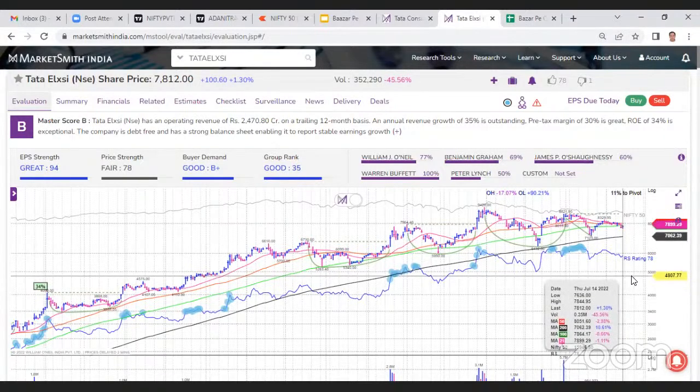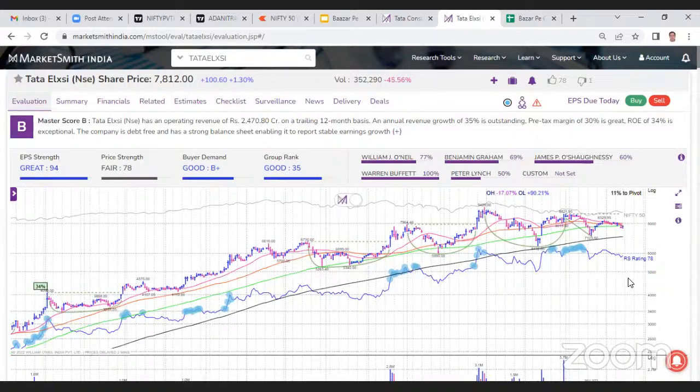From a levels point of view, 7800 is a critical level to watch. Sustainable trading below 7800, I can say that 800 to 1000 points of fall may happen in Tata Elxsi also. Below 7800, negative. Above 7800, positive. On the upside, 8,000 or 8,100 is a critical level. Sustainable trading above that may bounce it another 400 to 500 points. But meanwhile, it is trending around 7,800.